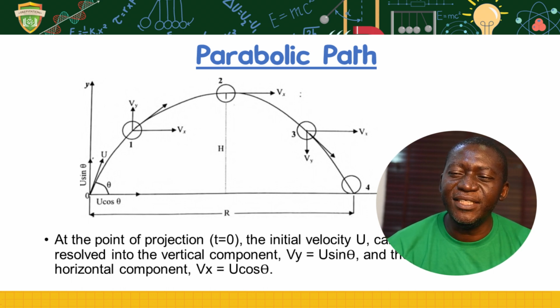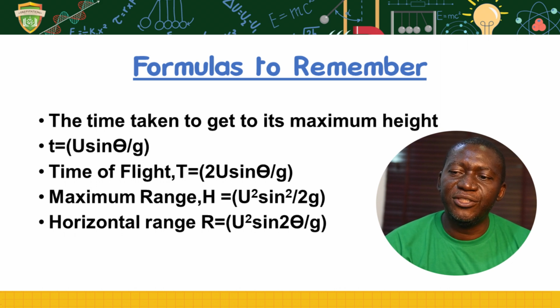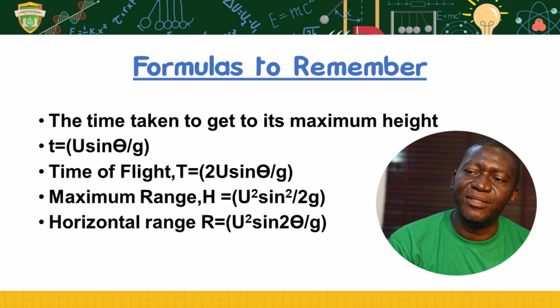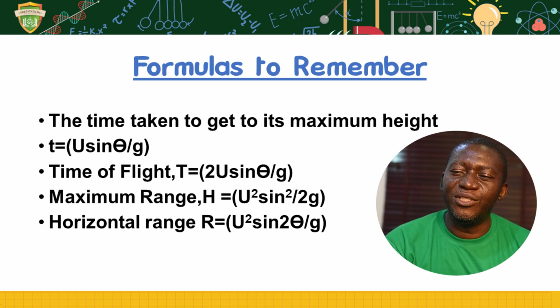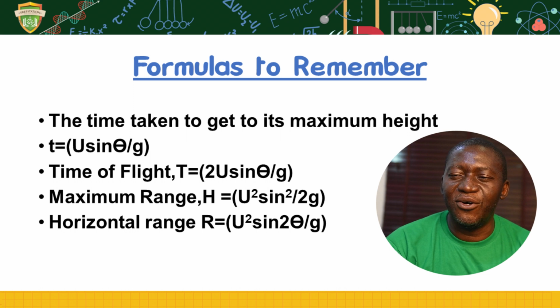Now, let's take a look at the few formulas that are required in projectile motion. Take the time it takes from the launch to get to the maximum height, which is usually given as u sin theta over g. Now, the total time it takes from the launch until it returns to the horizontal plane is the big T, which is known as the time of flight. The time of flight is usually given as 2u sin theta over g.